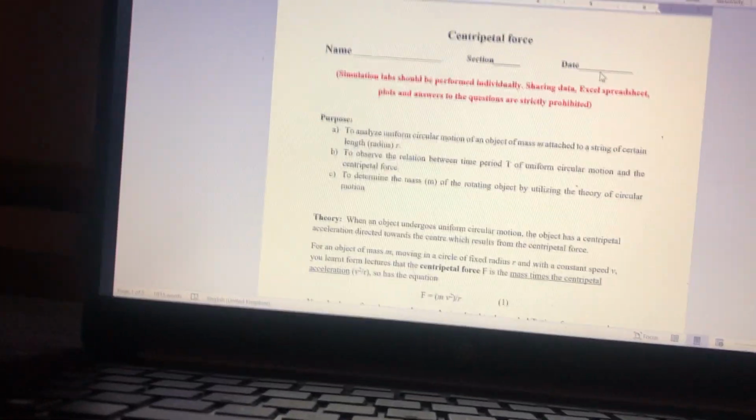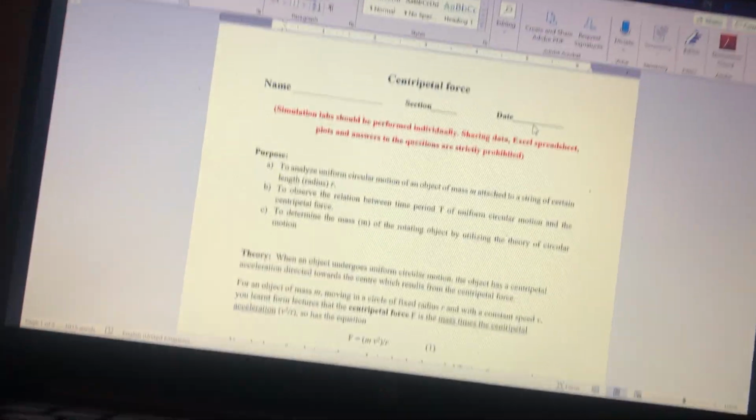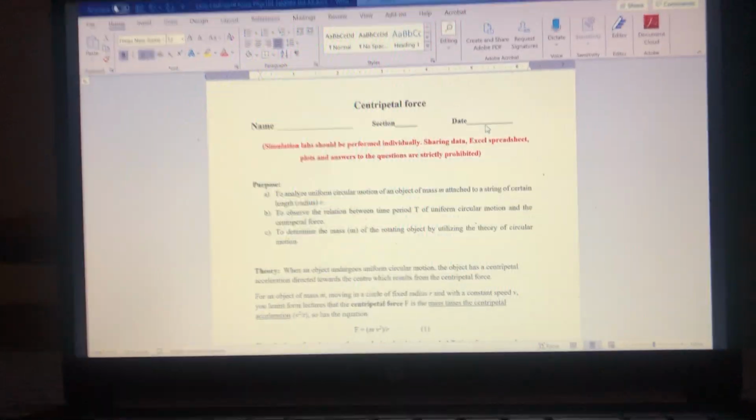We'll be doing centripetal force. And I recall that we all enjoyed discussing centripetal force. Was that before the midterm break?